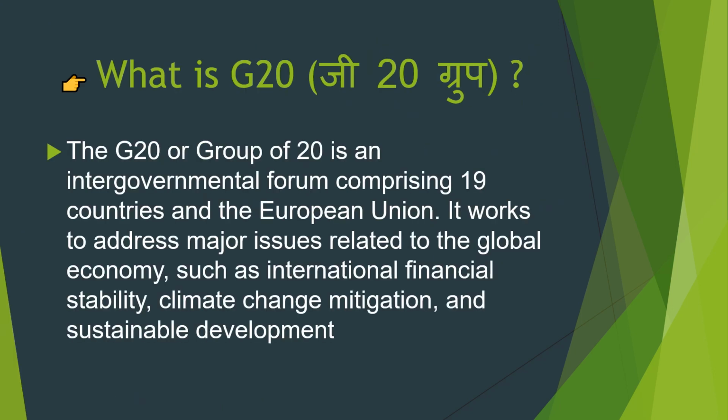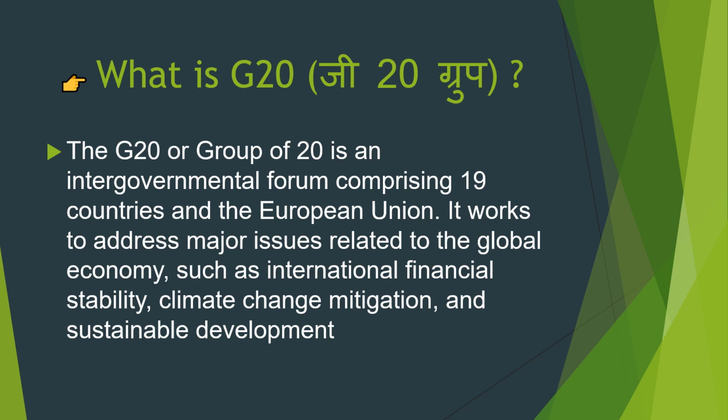तो गाइस शुरू करने से पहले हम जान लेते हैं कि G20 ग्रुप असल में है क्या. What exactly is this G20, or we also say it group of 20 in basic manner. So the G20 or group of 20 is an intergovernmental forum comprising of 19 countries and the European Union. Now you'll be thinking that just 2 minutes back I said that it consists of 20 countries. Why am I saying 19 countries right now? Because European Union itself is a combination of many more countries.